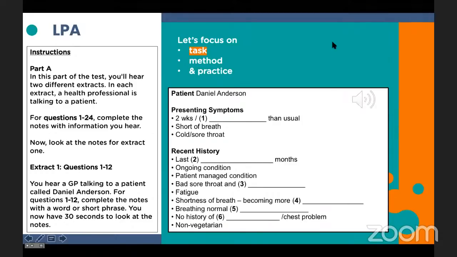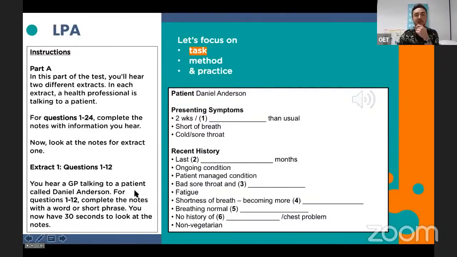Part A. In this part of the test, you'll hear 2 different extracts. In each extract, a health professional is talking to a patient. For questions 1 to 24, complete the notes with information you hear. Now turn over and look at the notes for extract 1. Extract 1, questions 1 to 12. You hear a GP talking to a patient called Daniel Anderson. For questions 1 to 12, complete the notes with a word or short phrase. You now have 30 seconds to look at the notes.